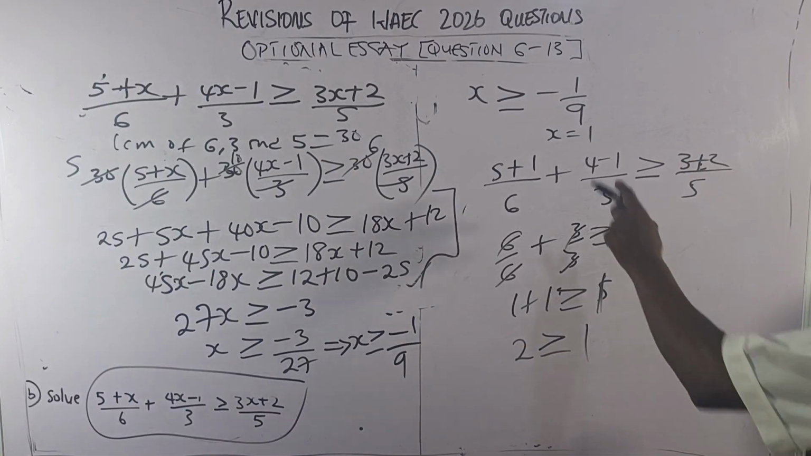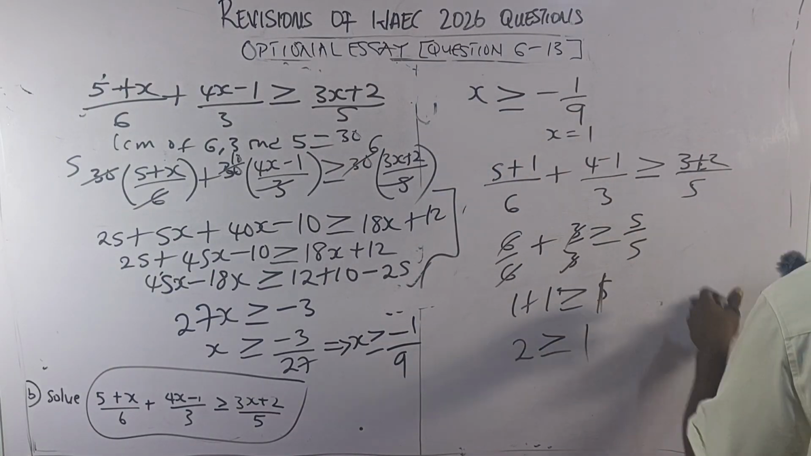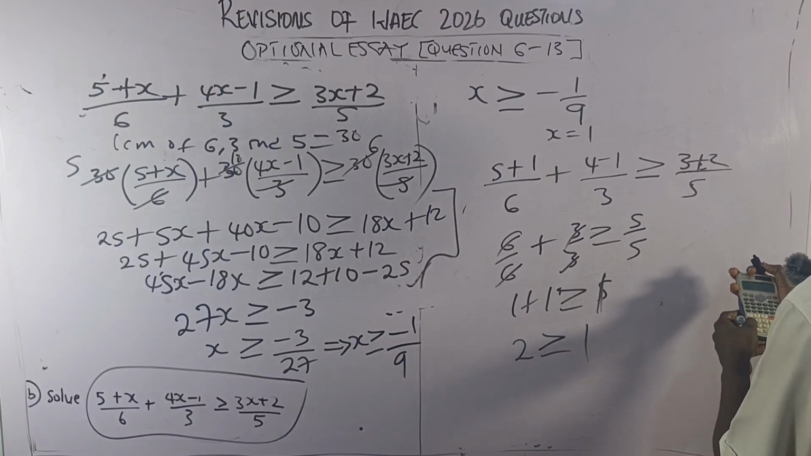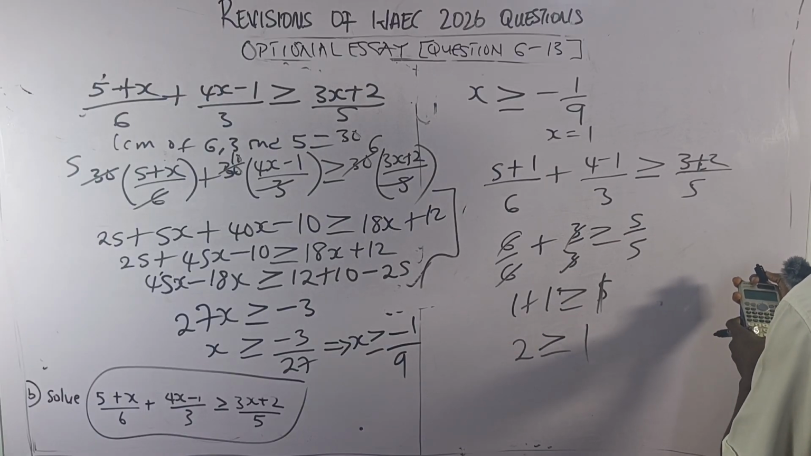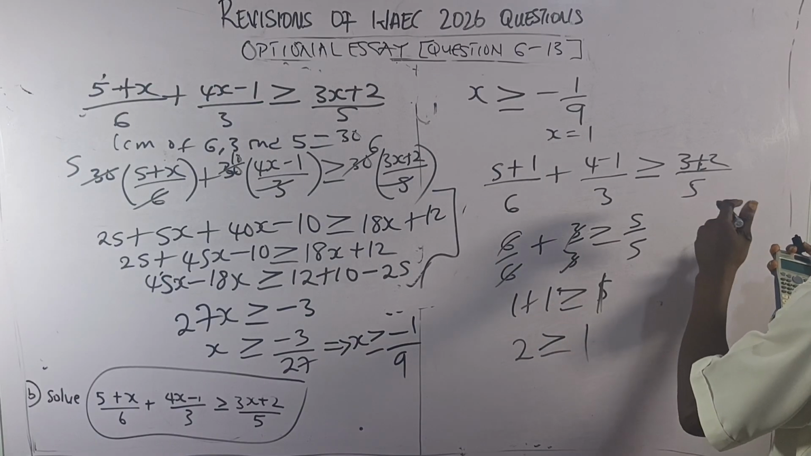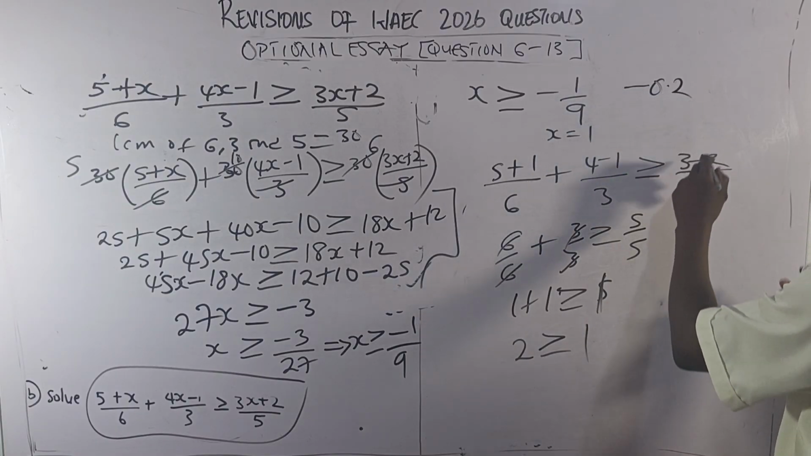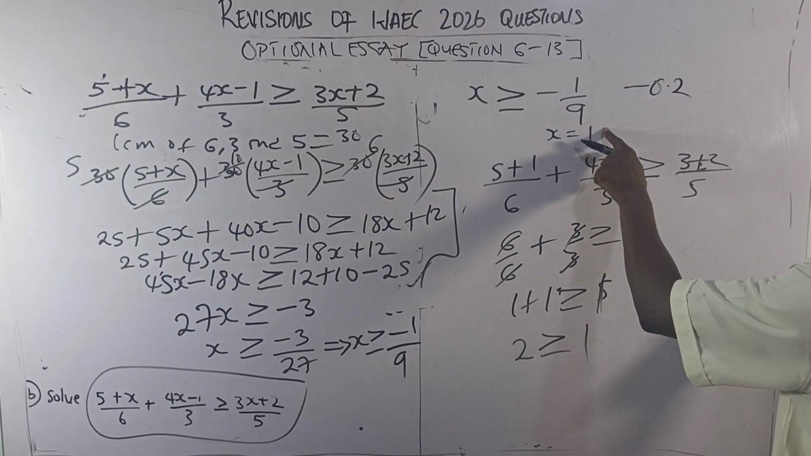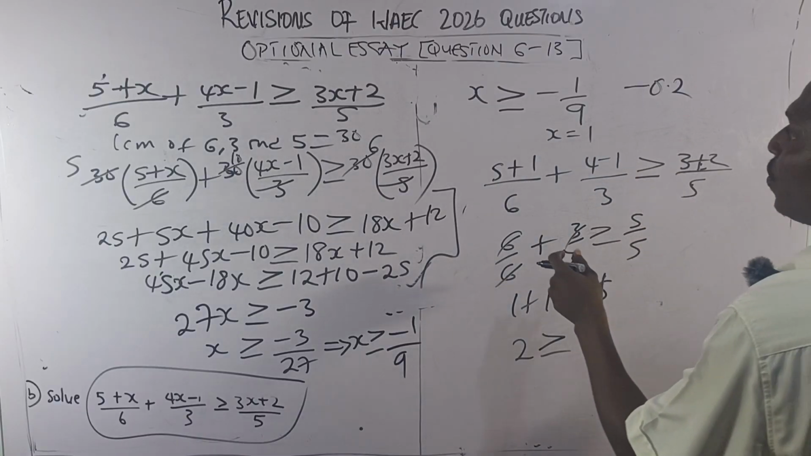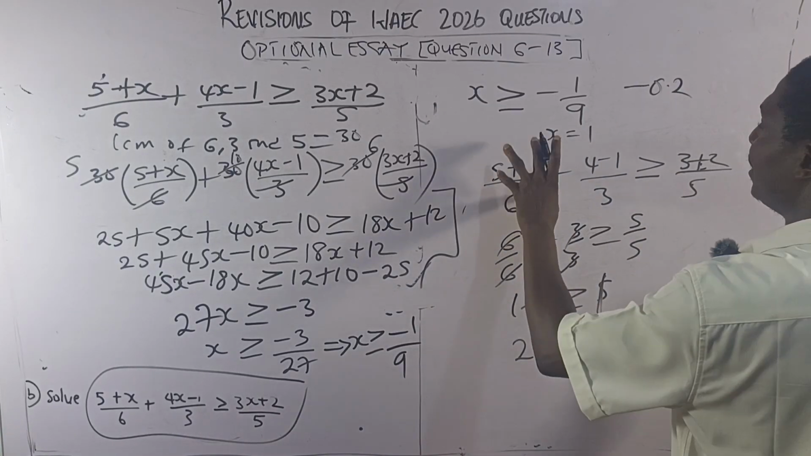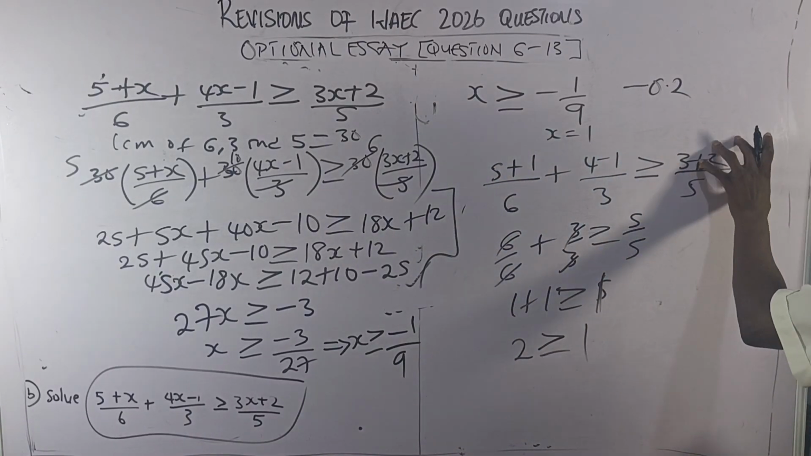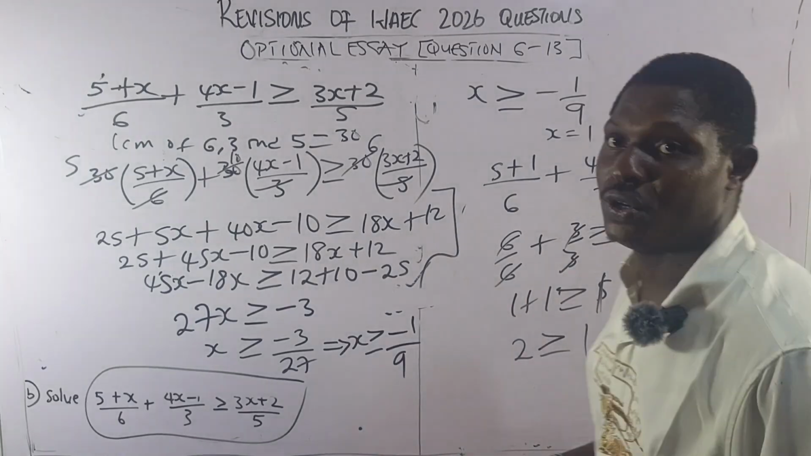If you want to use something less than this, my 1 over 9 gives you 0.111. So if you check something like minus 0.2, which is less than minus 0.111, you see that you have a value which will be less than what you have here. So this is the solution. Thank you.